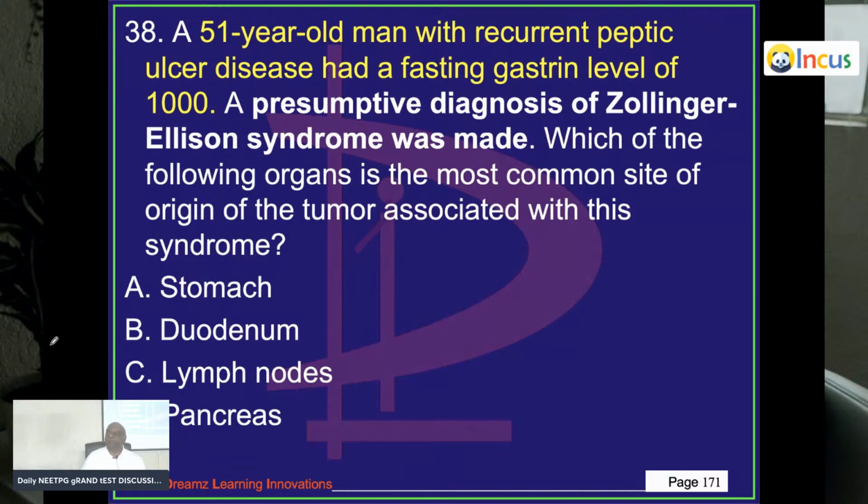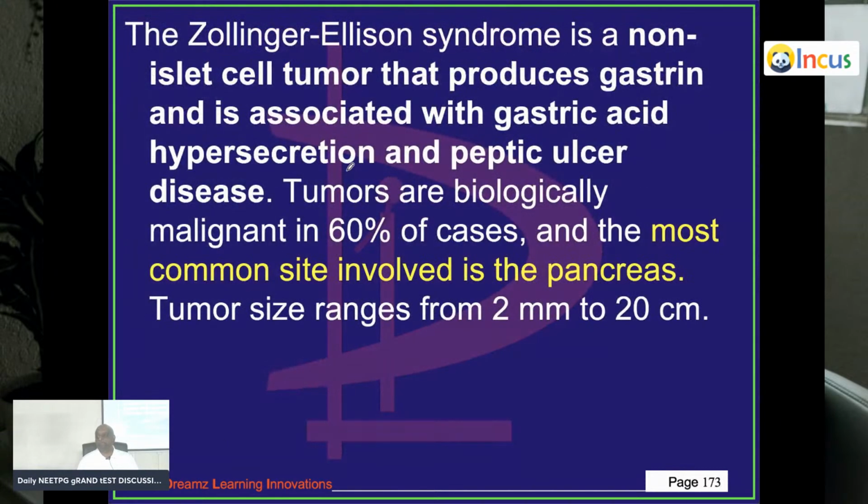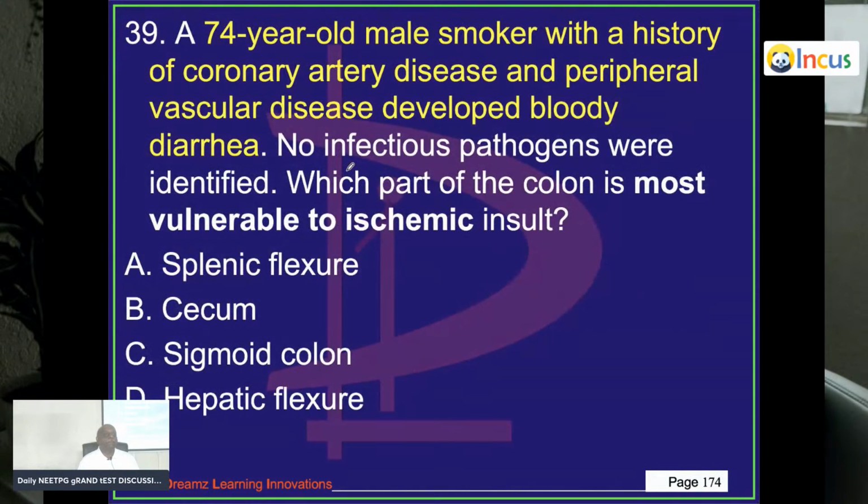A 51-year-old man with recurrent peptic ulcer has a fasting gastrin level of 1000. Presumptive diagnosis of Zollinger-Ellison. What is the most common site of origin? Gastrinoma arises from the pancreas. So there is a gastrinoma triangle.